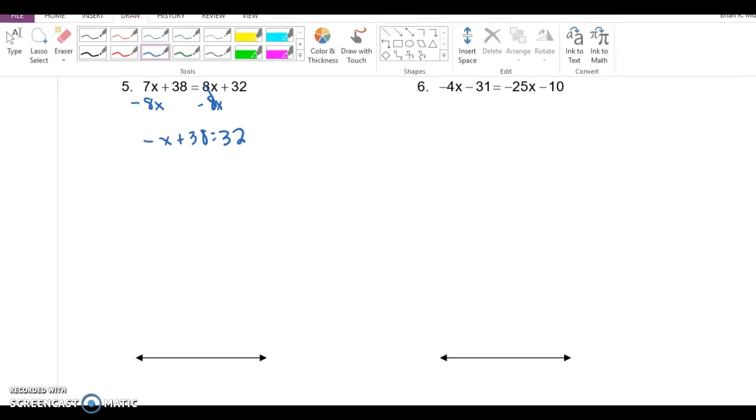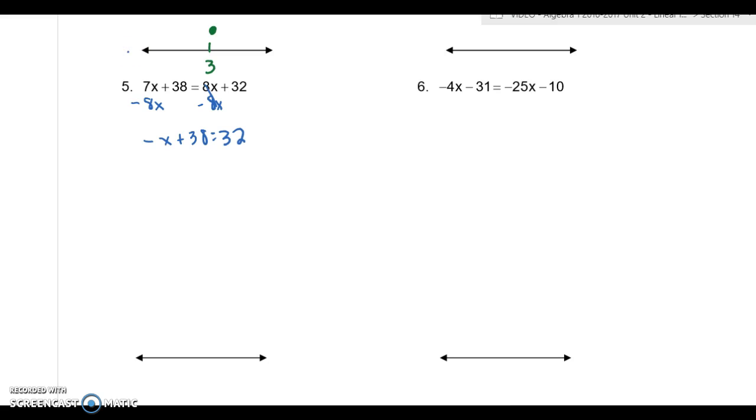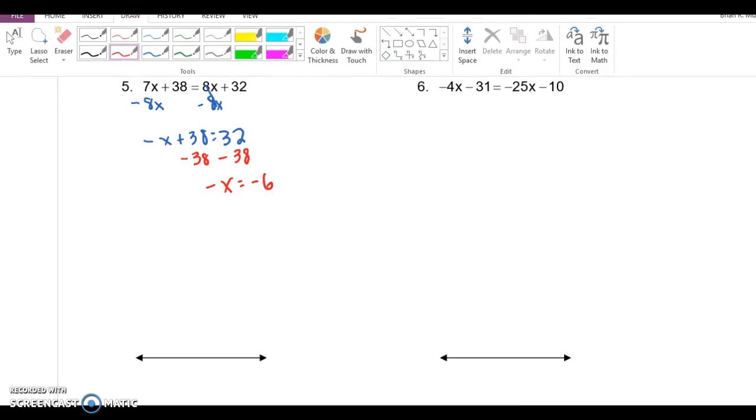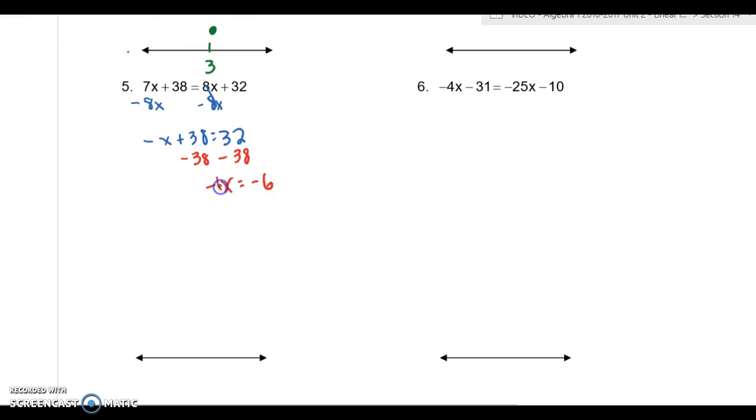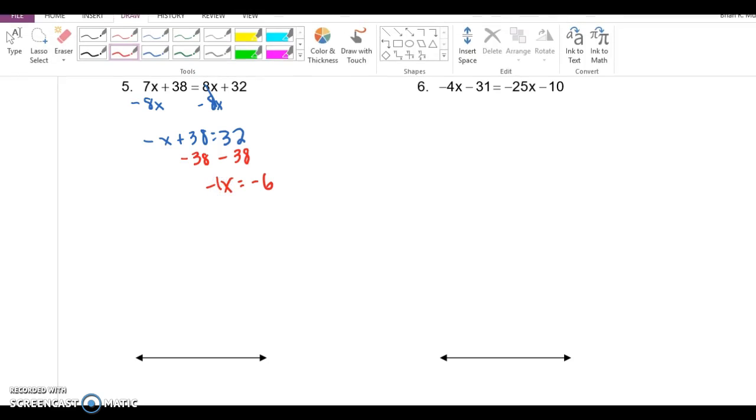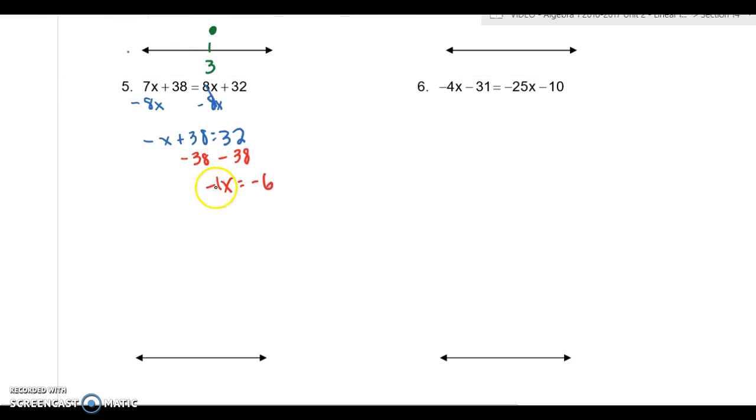If we apply reversing operations, we're going to subtract 38. And then because I have a negative in front of there, it's actually a negative 1x. There's that coefficient there. I'm going to divide by that coefficient, which is negative 1, and I get x equals positive 6. Now, I told you that I probably wouldn't normally do it this way, but I wanted to show you that it does work.